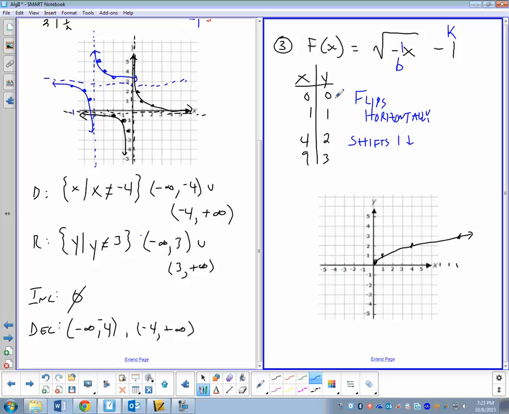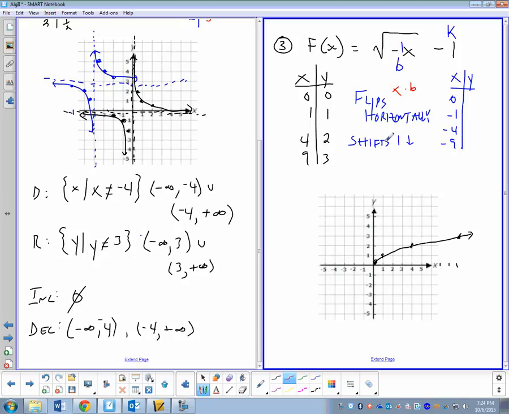So how does that change these points in my table? Well, if my graph flips horizontally, left and right means it's going to be changing my x values. To figure out what B does, you always take your x values and multiply those by B. So I'm going to take each of these x values and multiply by -1. So 0 times -1 is 0. 1 times -1 is -1. 4 times -1 is -4. 9 times -1 is -9.